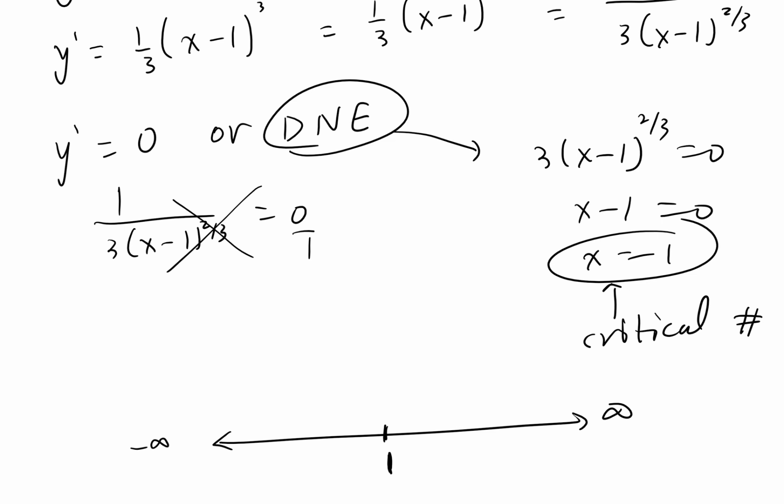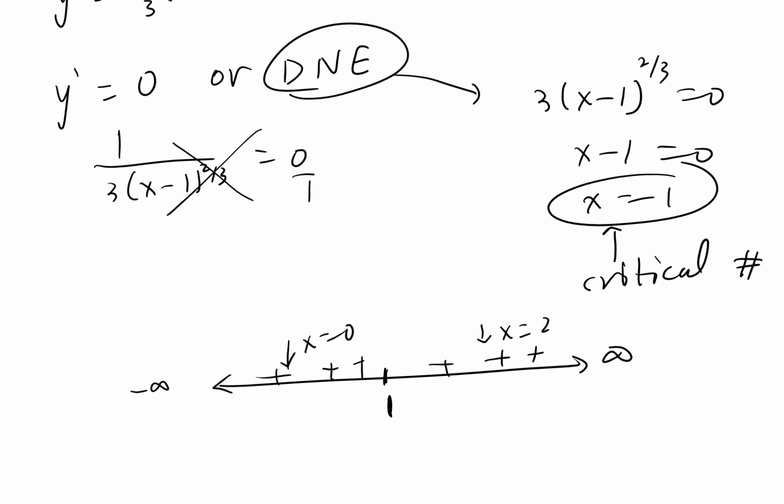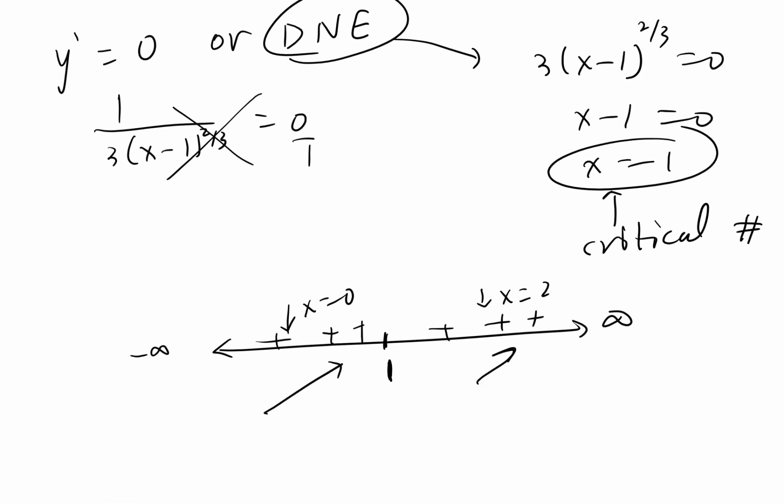So we can put that on the number line to study its sign. 1 goes here. If I pick a positive value, let's say x equals 2, and put it into the derivative, it will give us a positive. If you take x equals 0, this will also be positive. So the graph will be always increasing.